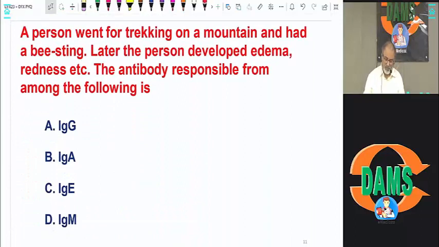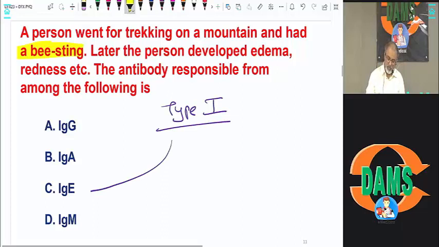A person went trekking on a mountain and got a bee sting. Later the person develops edema and redness. With the antibody responsible, what type of hypersensitivity is this? Type 1. Which antibody is involved? IgE. Type 1, IgE. That's all. Confidence: if you know the subject, your level of confidence is unmatchable.